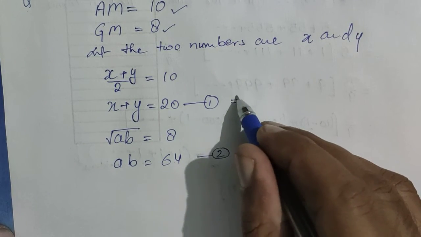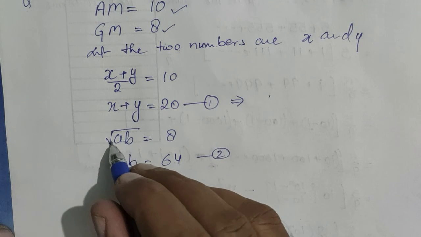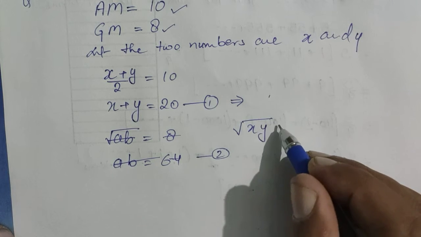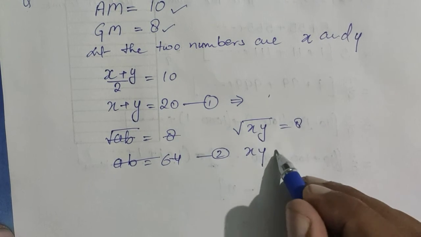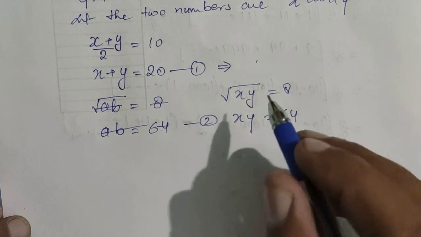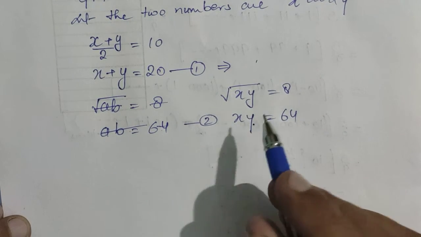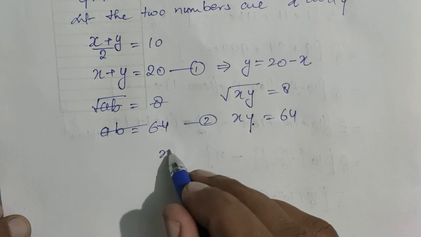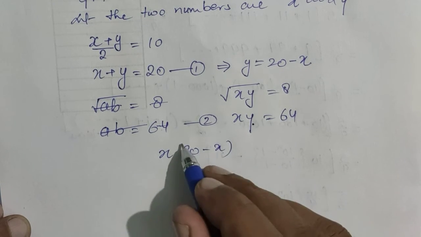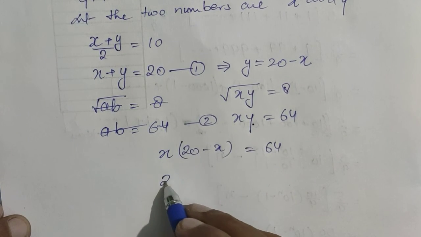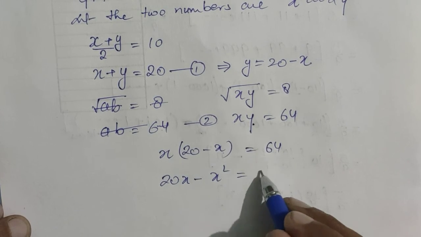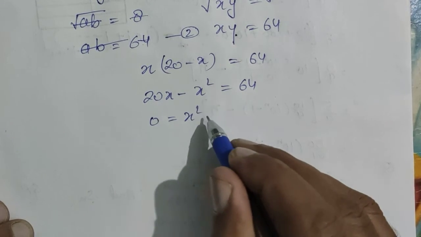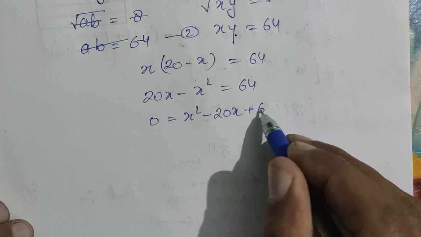From equation 2 I could say, under root xy equals 8, so xy equals 64. The value of y I am going to put. So y could be written as 20 minus x. So x into 20 minus x equals 64. 20x minus x squared equals 64. Quadratic equation is ready: 0 equals x squared minus 20x plus 64.